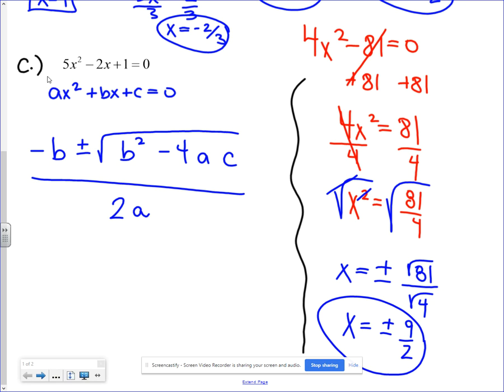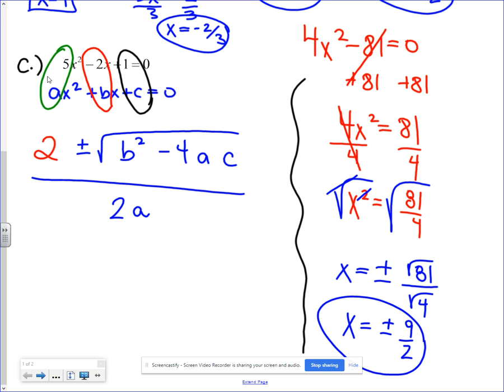So we're going to identify our values of a, b, and c. Well, a is 5, b is -2, and c is 1. So we're going to plug these values in. So we get negative b. Well, another way to read that is the opposite of b. So in place of negative b, or the opposite of b, I'm going to put 2, because b is -2. So the opposite of that will be +2. Or you can think of it as having a double negative.